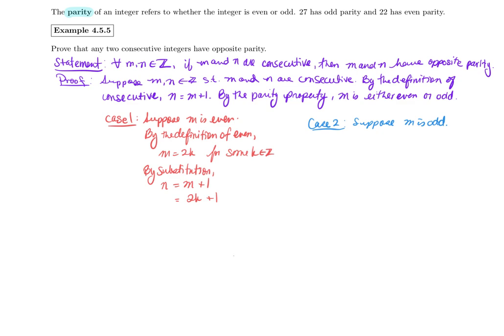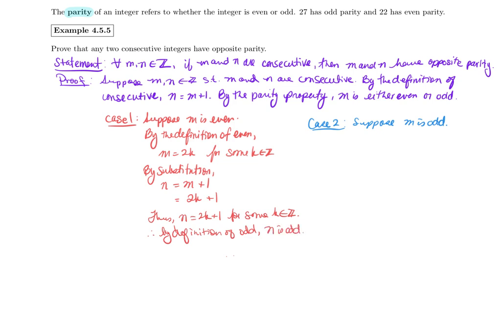We would say then that thus n equals 2k plus 1 for some k in the set of integers, which just happens to say then that we have the definition of odd. So by the definition of odd, we know that n is odd.